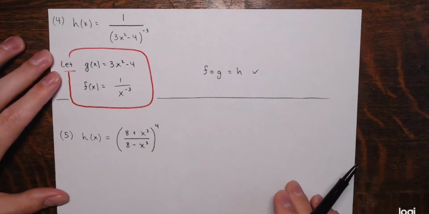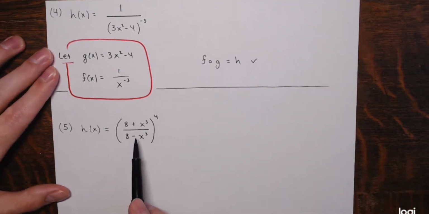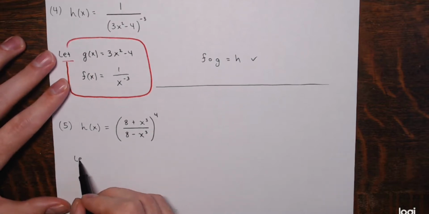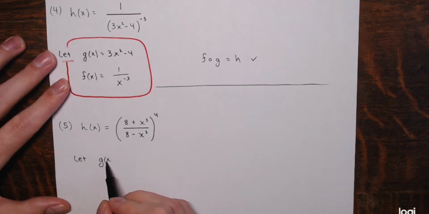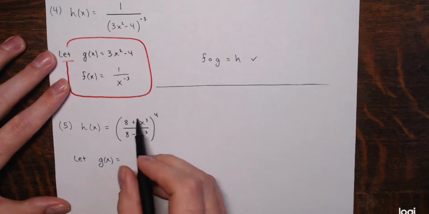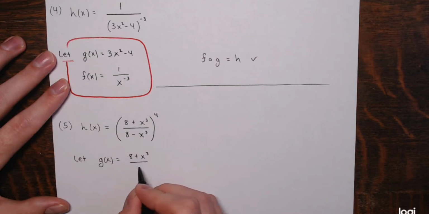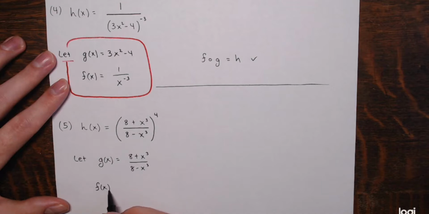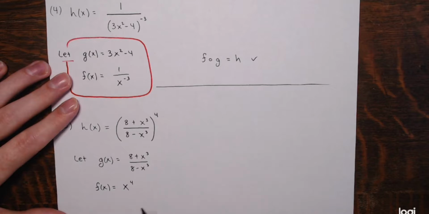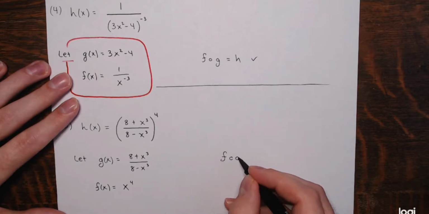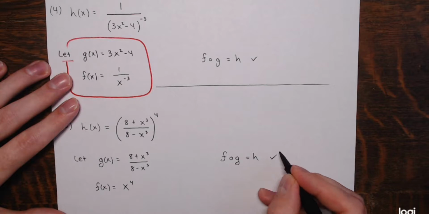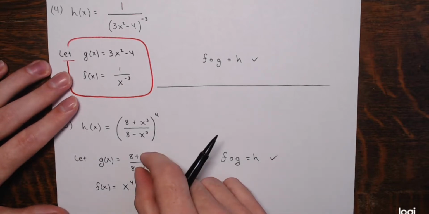Example 5. Again, it's pretty obvious here what the inside function, inside component could be. So for here, I would let g of x, the inside function, be this whole thing inside the fourth power here, this 8 plus x cubed divided by 8 minus x cubed, and f of x equals x to the fourth. And then you can verify for yourself f composed with g is the same as h. It's just this expression put in for x to the fourth power.